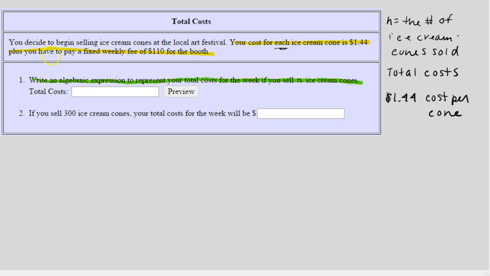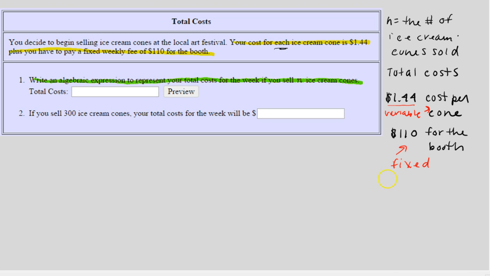Then it says, plus you have to pay a fixed weekly fee of $110 for the booth. Okay, so in this problem it actually said that this was fixed, so that helps us out a little bit. So the booth amount is a fixed amount because you pay $110. It doesn't depend on how many ice cream cones you sell. However, although $1.44 doesn't change, the total cost for the cones will change depending on the number of cones you sell. So we're going to call this part the variable part.